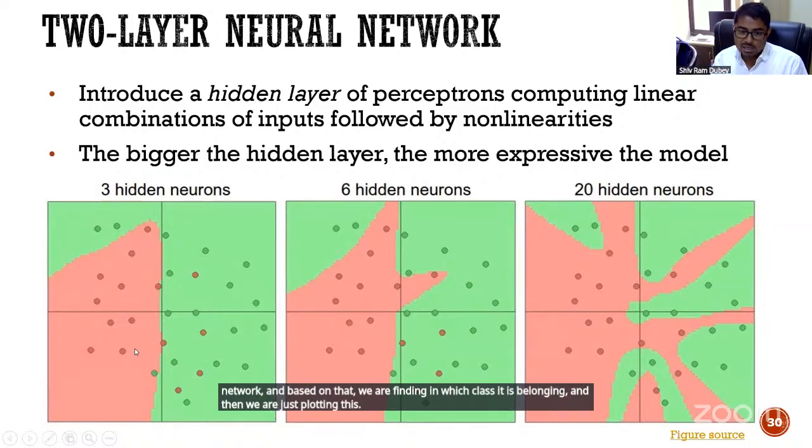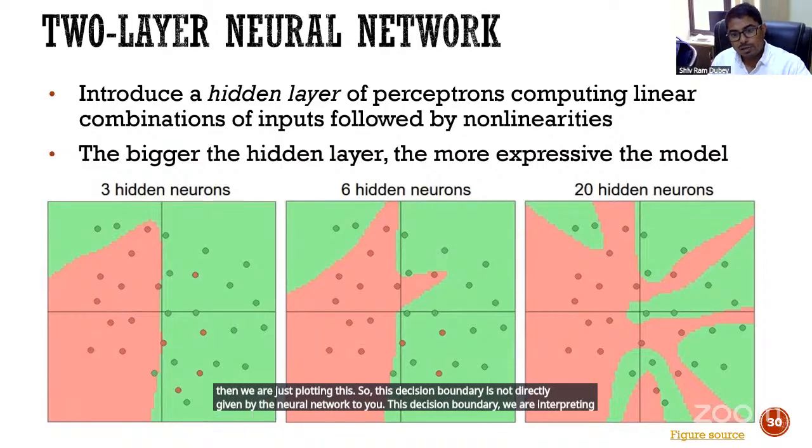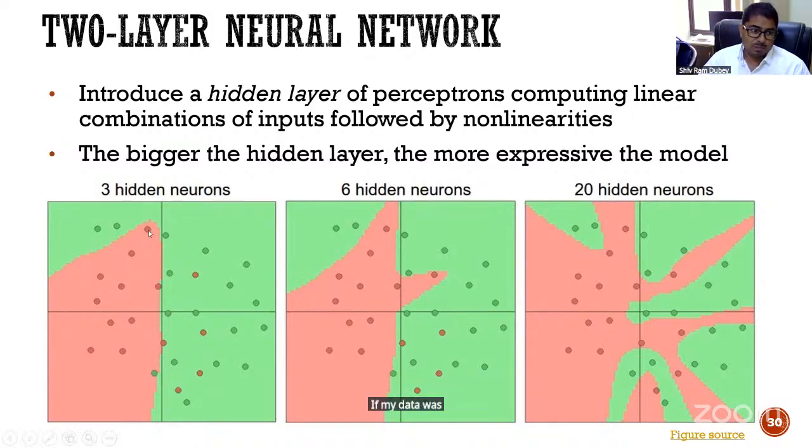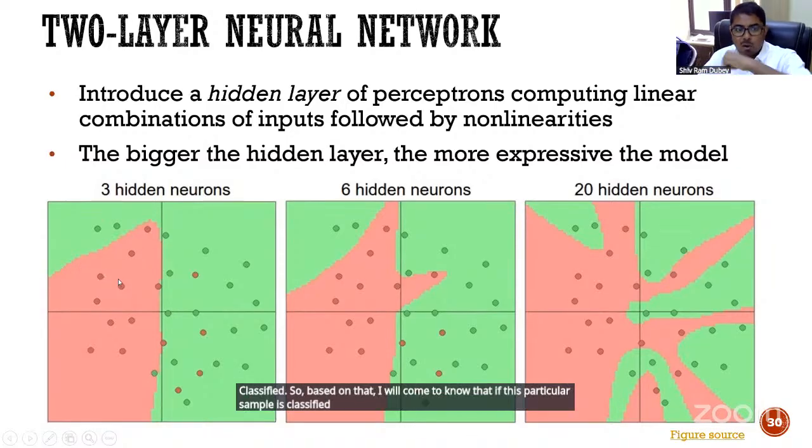So this decision boundary is not directly given by the neural network to you. This decision boundary we are interpreting from the data distribution, that if my data was placed here, then in which class it got classified. So based on that, I will come to know that if this particular sample is classified in this class, then obviously my decision boundary should be like this.